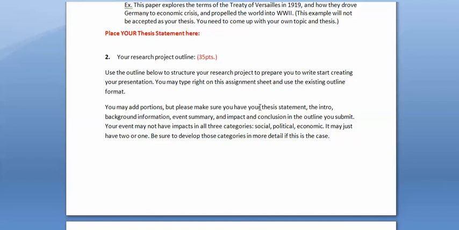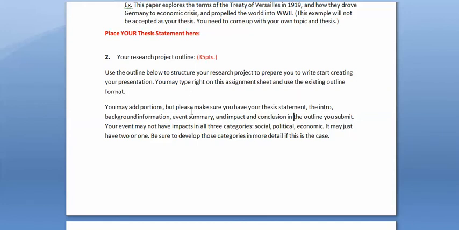Please make sure that you have your thesis statement, the intro, background information, an event summary or a summary of what happened during the time of your event, and the impact and conclusion in your outline to submit. Okay, so these are all portions of your outline that you need to include in your outline for this assignment.